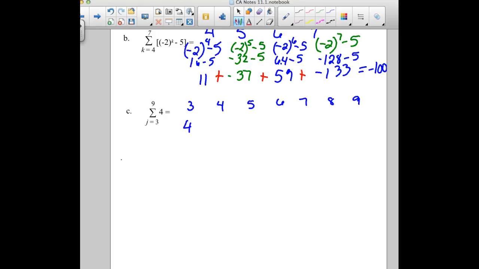All right? Well, how many 4s do we have? How many 4s is that? How many? 7, yeah. So 7 times 4 is 28. The sum of that would be 28.